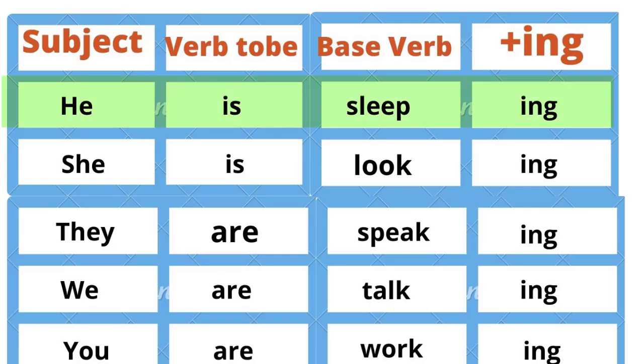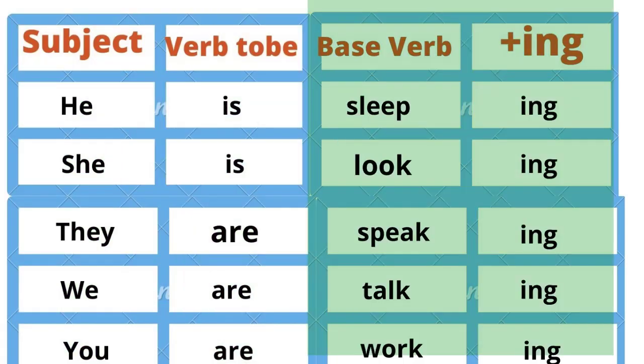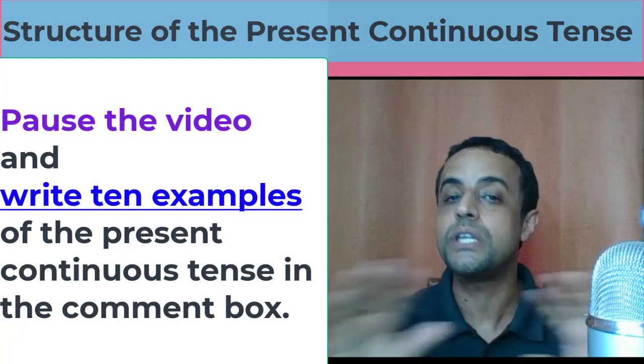He is sleeping. She is looking at the picture. They are speaking. We are talking. They are working. You are working. I'm studying, etc. So these are the examples. You have the subject, verb to be, and you have the base verb plus ing. It's a piece of cake.